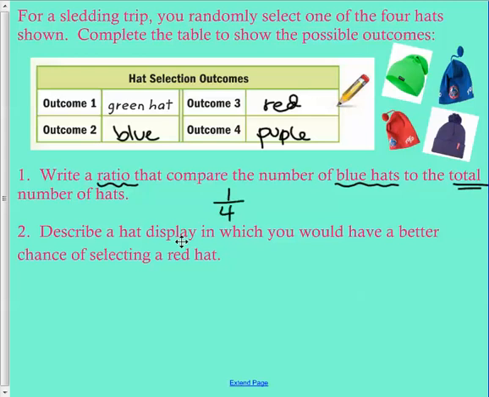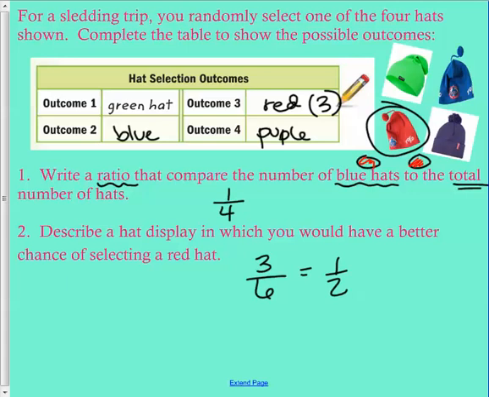So describe a hat display in which you would have a better chance of selecting a red hat. Well, we would have to add more red hats. So for example, if we had maybe 3 red hats, well, then if we had another red hat and another red hat, we would have a total of how many items now? 1, 2, 3, 4, 5, 6. So we would have 6 items and 3 of them would be red, so our probability would be 1/2.